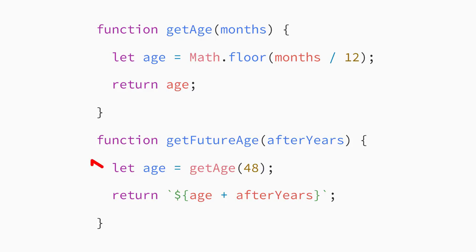For example, you might write a script with a variable named age, but also have a function called getAge that has an age variable inside it. Two different variables with the same name. What does JavaScript do in this case?